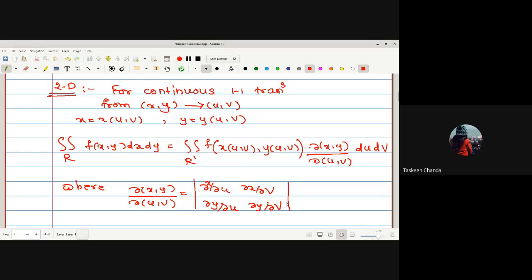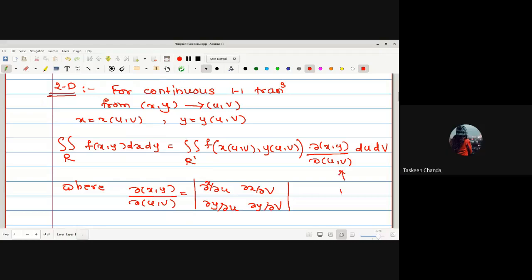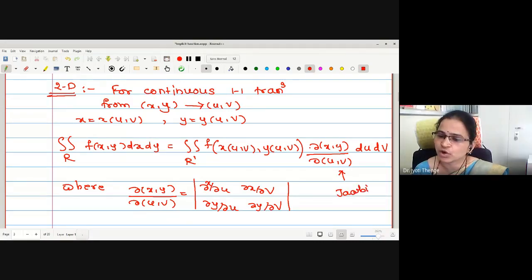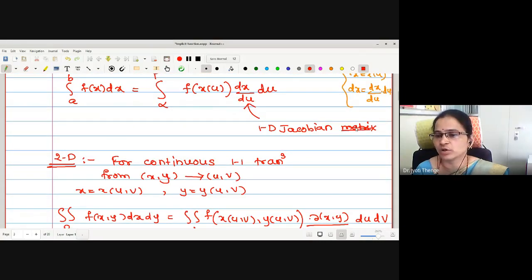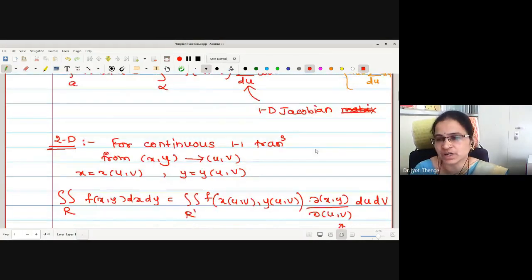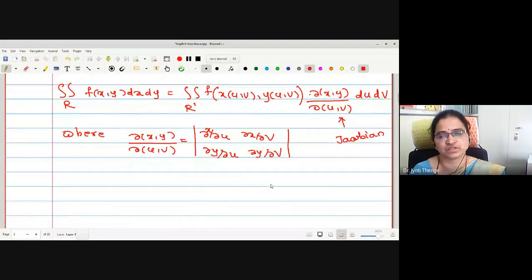Yes, ma'am. Therefore, this is a Jacobian matrix. Actually, this is a Jacobian, not a matrix. Here also I wrote matrix. Sorry, this is not the Jacobian. If I take the determinant, it becomes the Jacobian, not a matrix. Here we were taking the determinant of a Jacobian matrix.